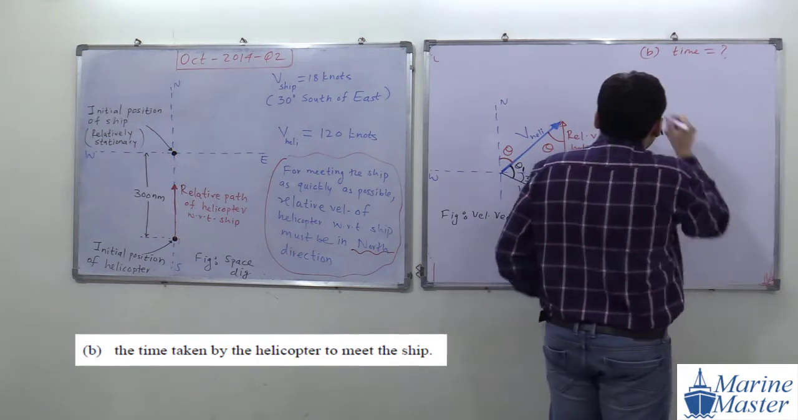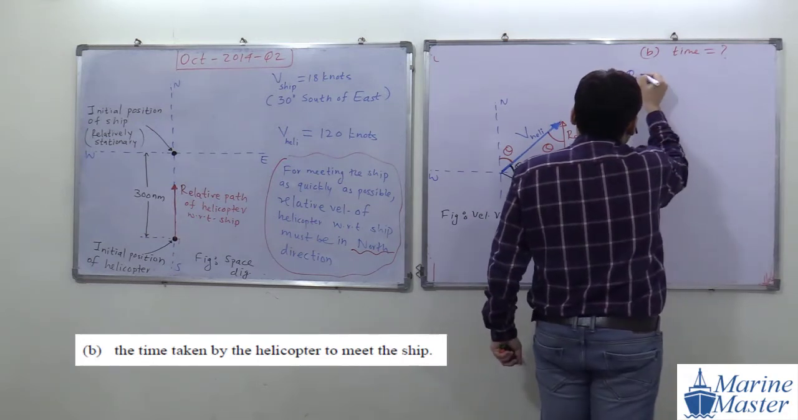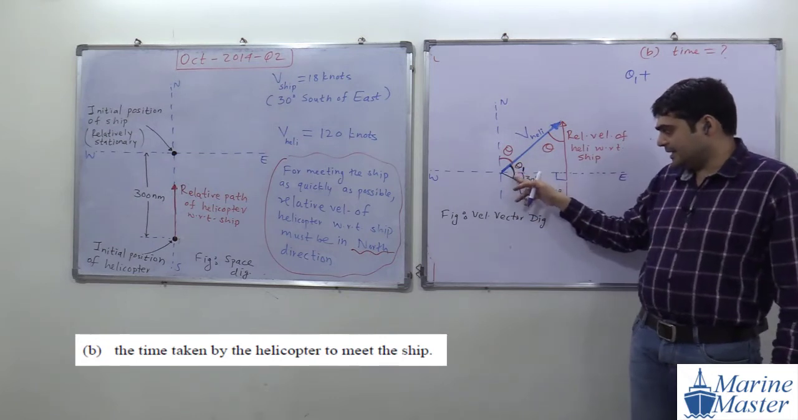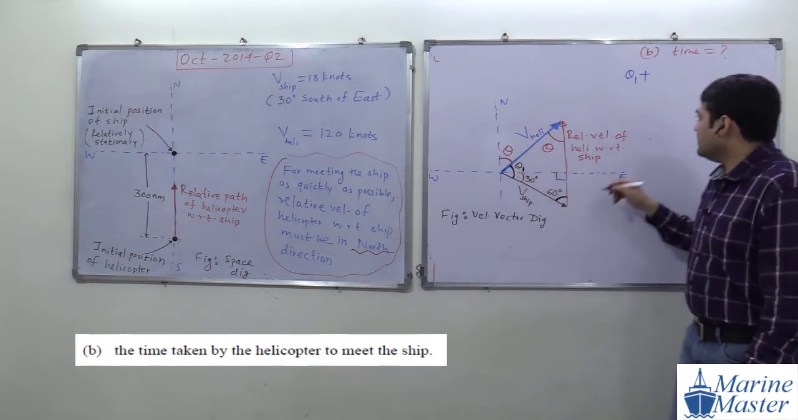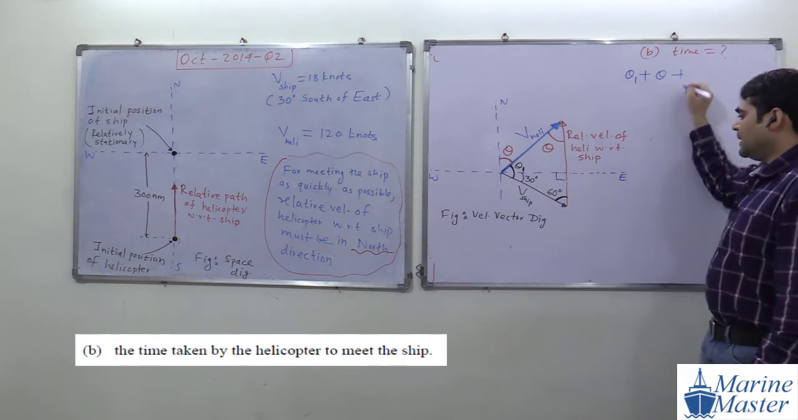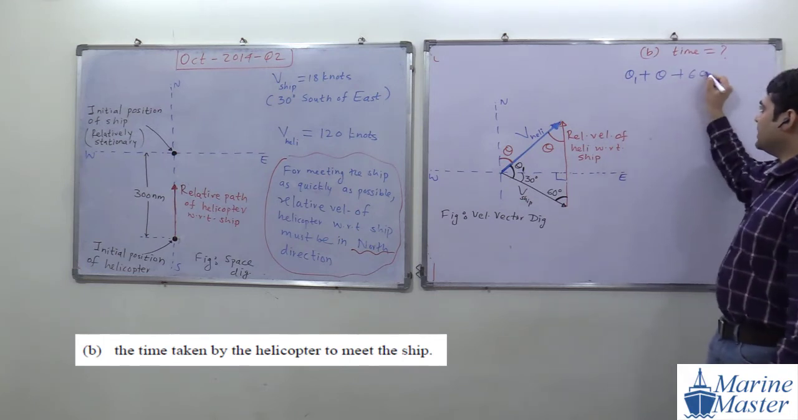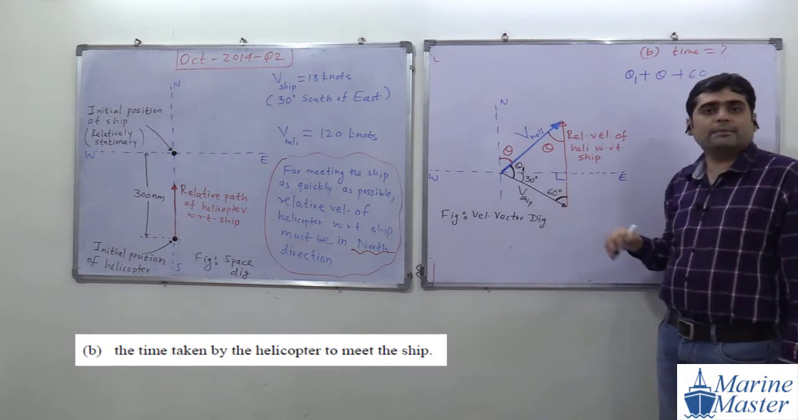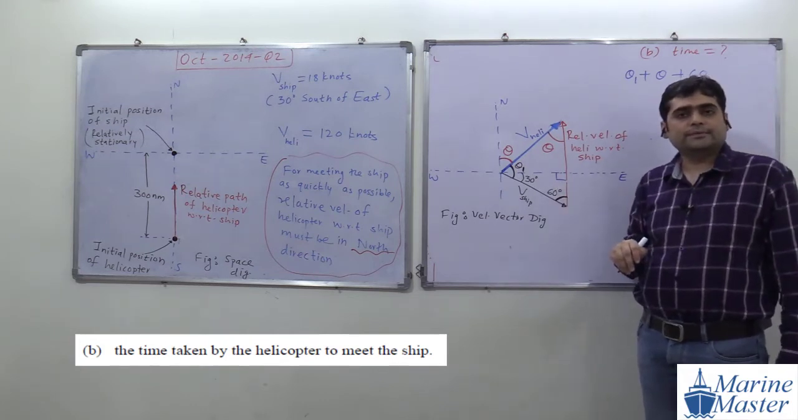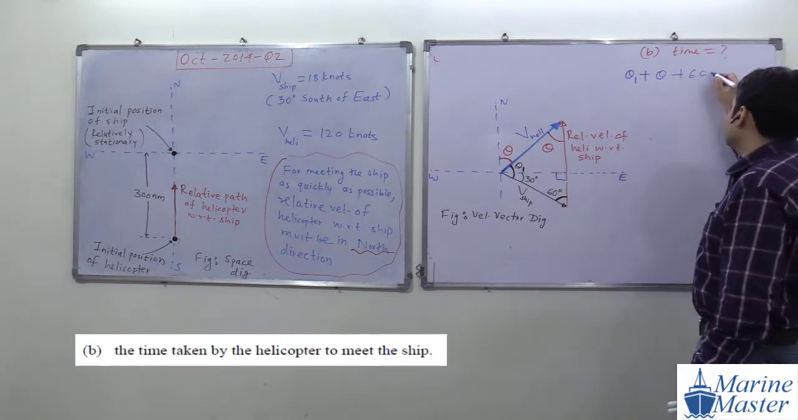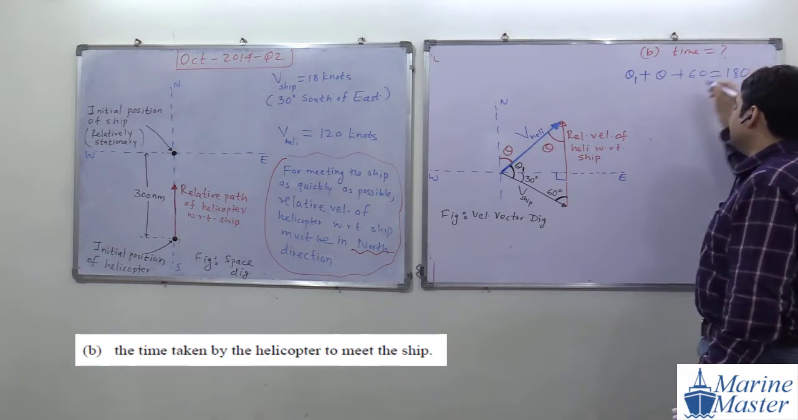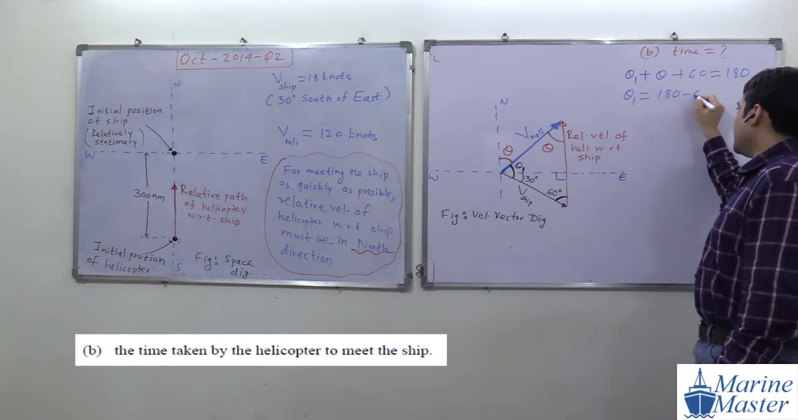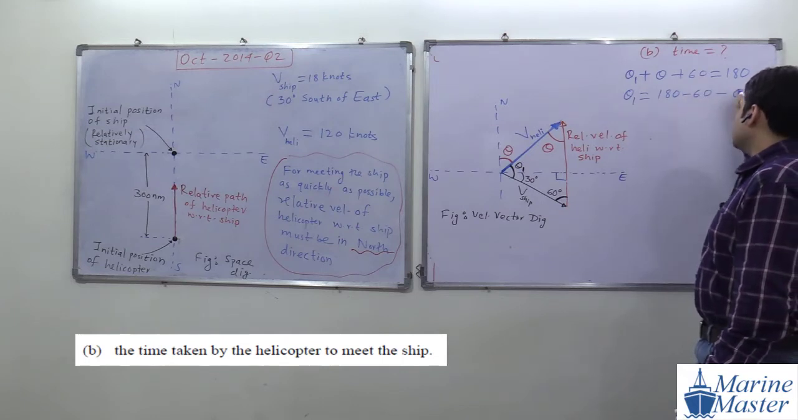See, theta 1 plus this theta plus 60 will be equal to what, everyone? 180 degrees. So theta 1 will be equal to 180 minus 60 minus theta.